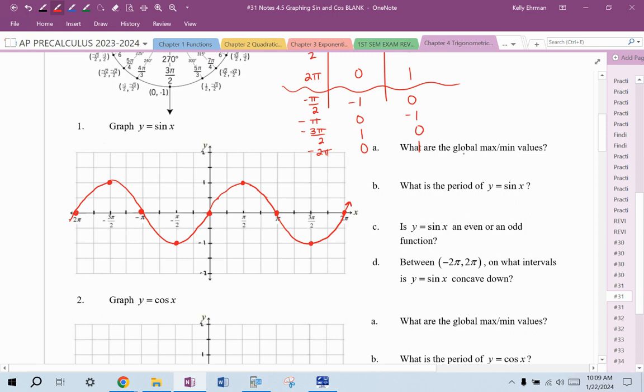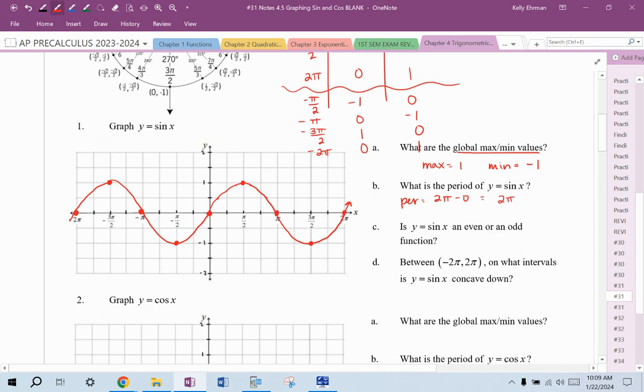Okay, so what are the global max and min values for the sine graph? The global max, what's the highest point? 1. And the global min, which is absolute min, absolute max, is negative 1. What's the period of the sine graph? So we went from 2 pi to 0, or 0 to negative 2 pi. If you subtract the rightmost point from the leftmost point, you get a period of 2 pi.